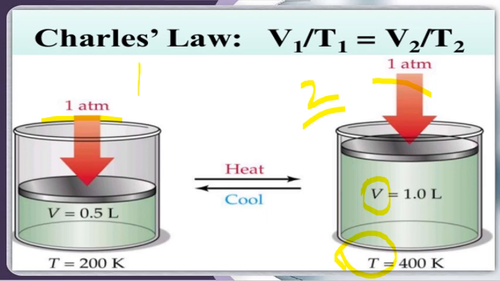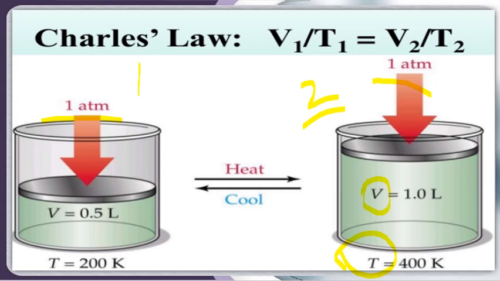But when you heat it, what happens? The volume inside becomes double as the temperature becomes double. You can see the volume rises from 0.5 liters to 1 liter, while the temperature rises from 200 to 400. It's a double, so we say there is a linear relationship between volume and temperature. As you increase the temperature, the volume will also increase in the same ratio, right?